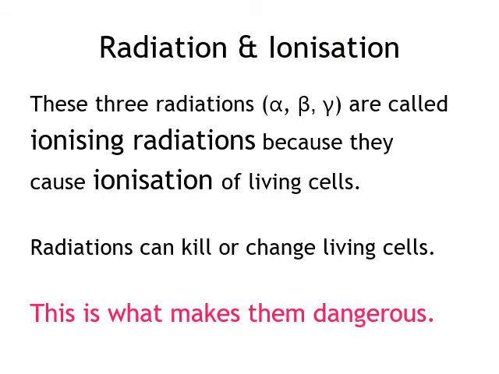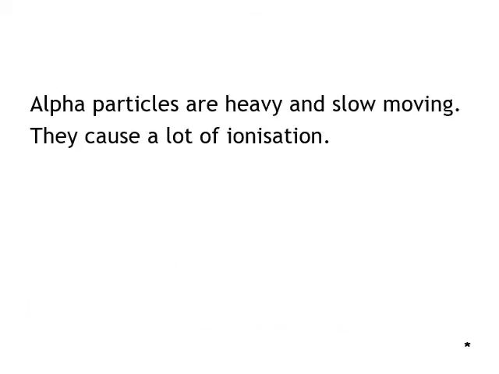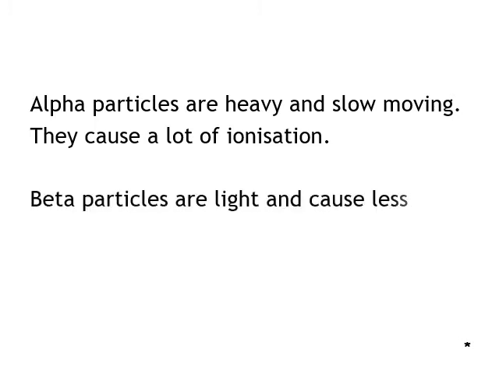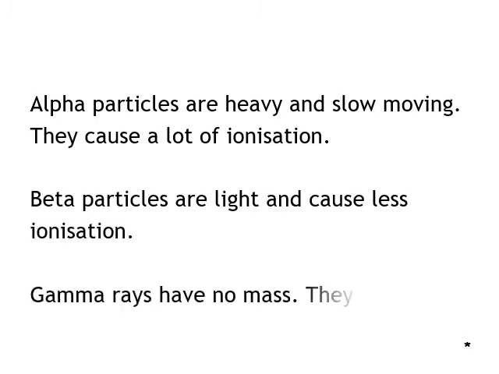Alpha, beta and gamma radiation are called ionizing radiations because they cause ionization. Ionization of the cells in our body can kill them or can change them and cause cancers. So that is what makes ionizing radiation dangerous. Alpha are heavy and move relatively slowly, so they cause a lot of ionization. Beta, fast-moving electrons, are lighter and cause less. Gamma cause little ionization.